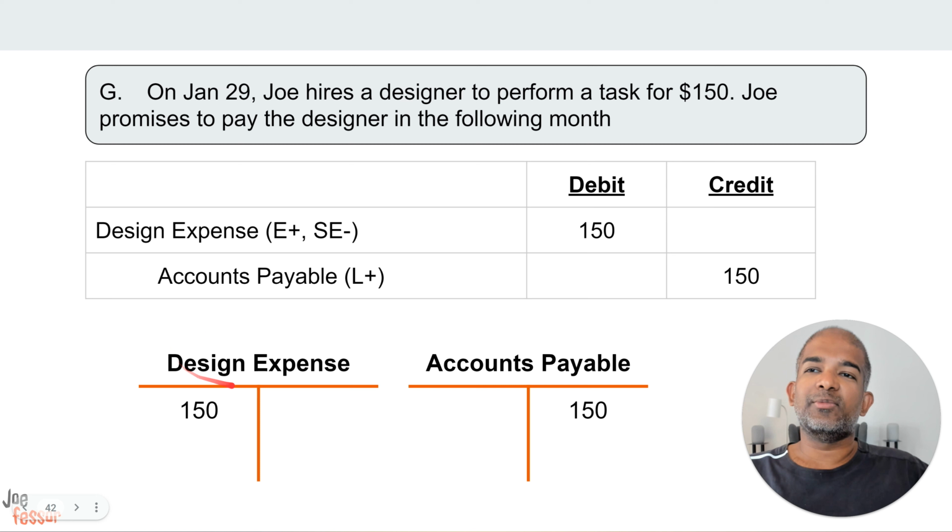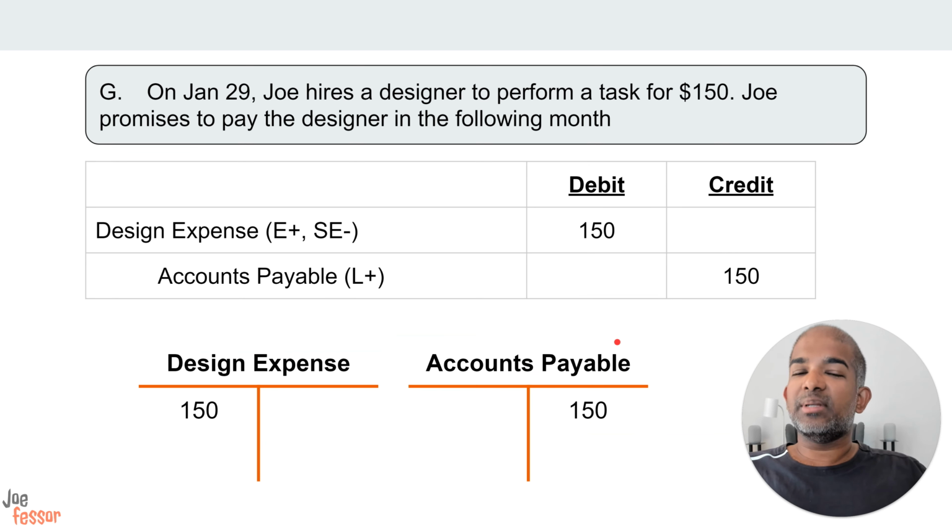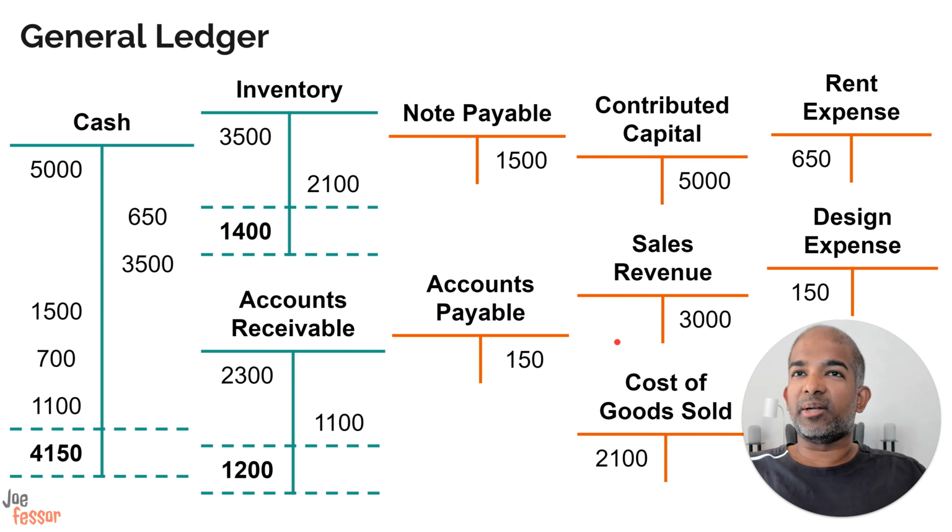So the design expense, which is an expense, would be debited $150 and accounts payable, which goes under liability, would be credited $150. So once all the journal entries have been done, we can observe them in the general ledger and we can calculate their balances before we create the trial balance.